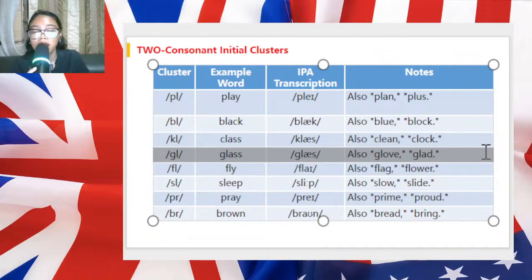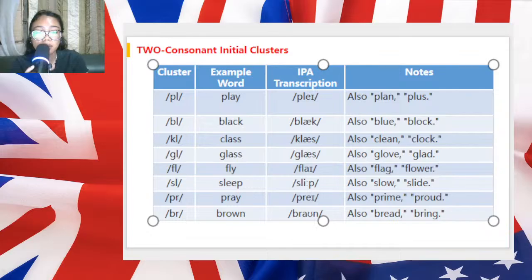Okay, next up, we have the fl cluster, with our example word fly. The F sound here is made by air passing between your upper teeth and lower lip. So as the air is released, the L sound comes in immediately. So it's a transition from that fricative air sound to the L. Fly. You'll find this blend in words like flag and flower. So try fly, flag, flower, focusing on making that fl a single flowing sound.